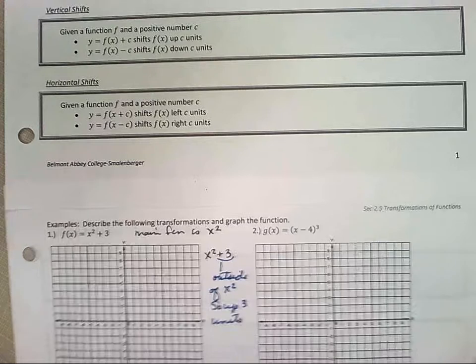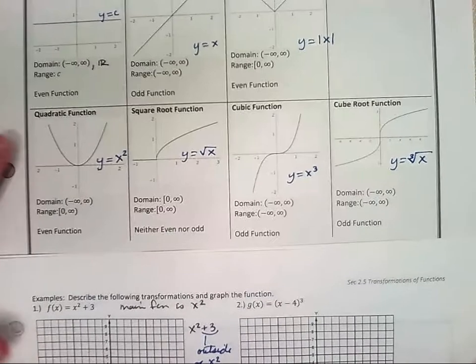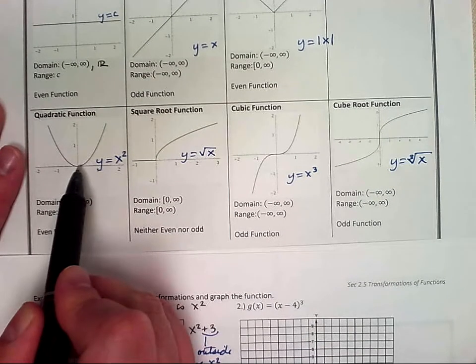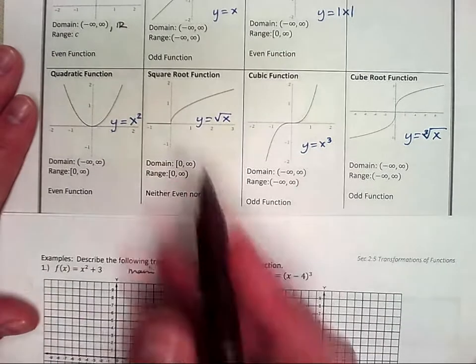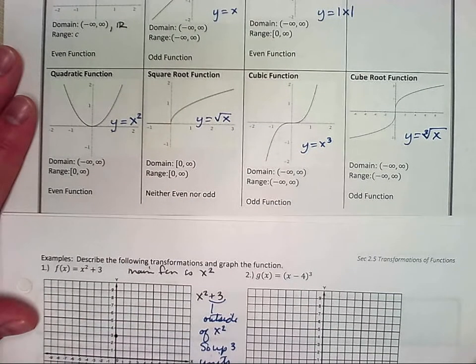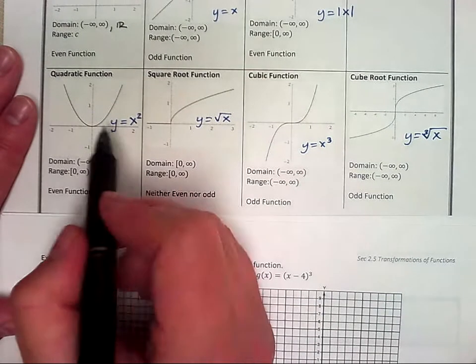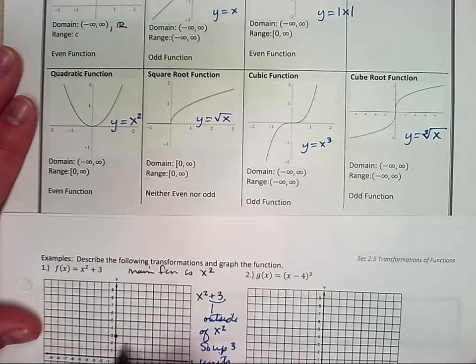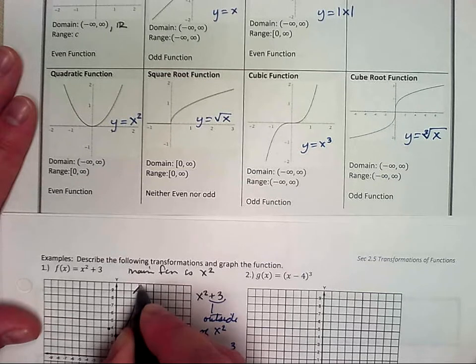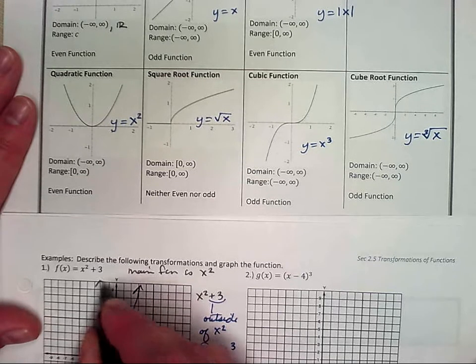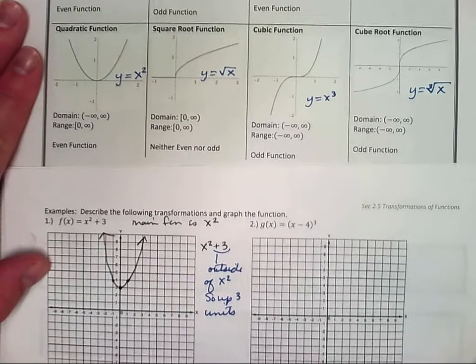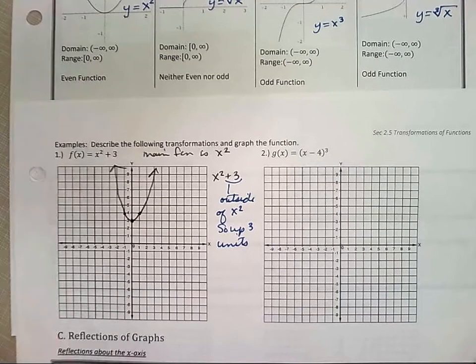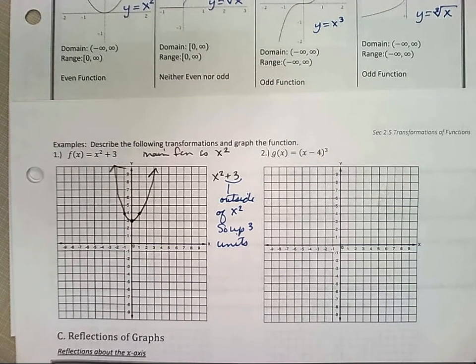Okay, so I take my x squared function, which I can look at on the previous page, right? My x squared goes through 0, 0. So if I shift that point up 3, that goes to 0, 3. X squared also goes through the point 1, 1 and negative 1, 1. So if I shift those points up 3 units, then I get what my function will look like. Okay?